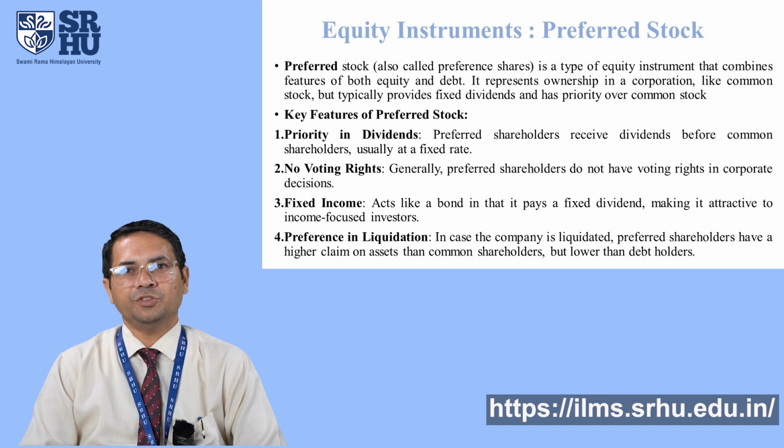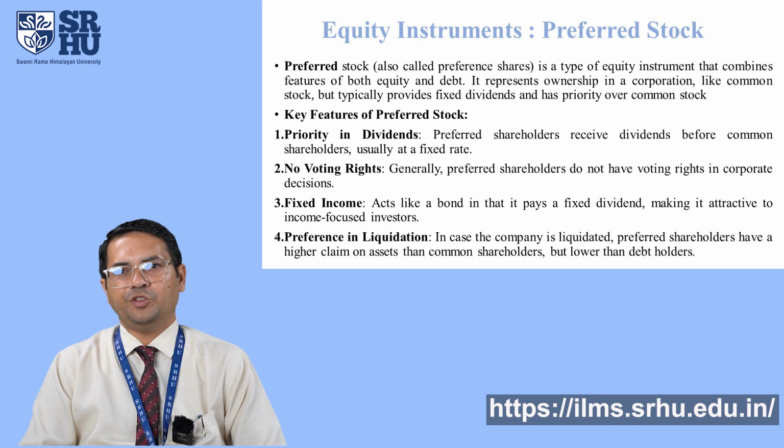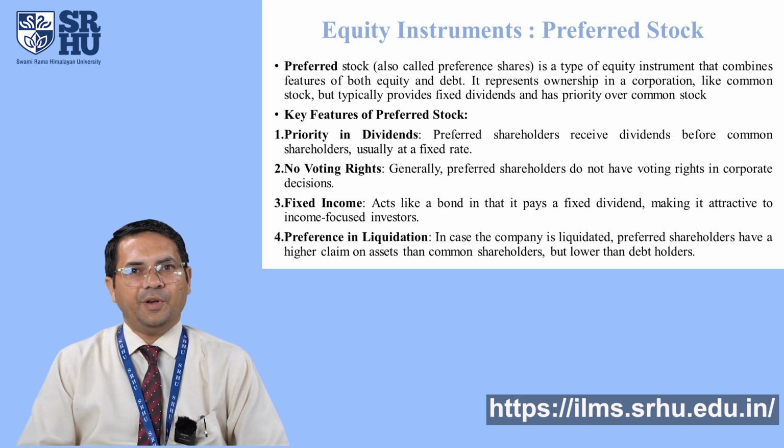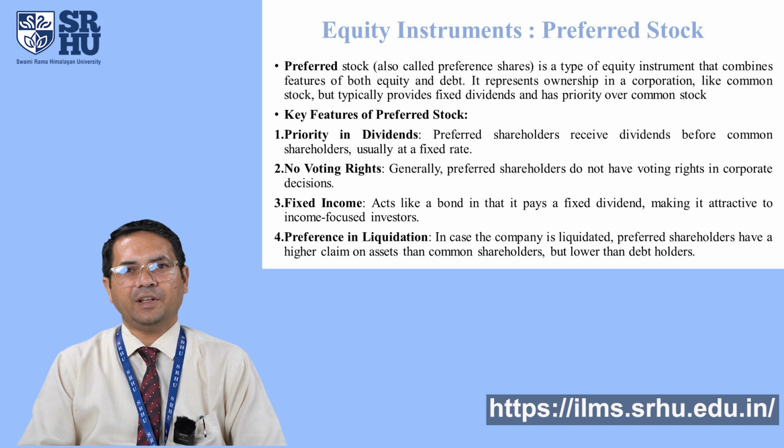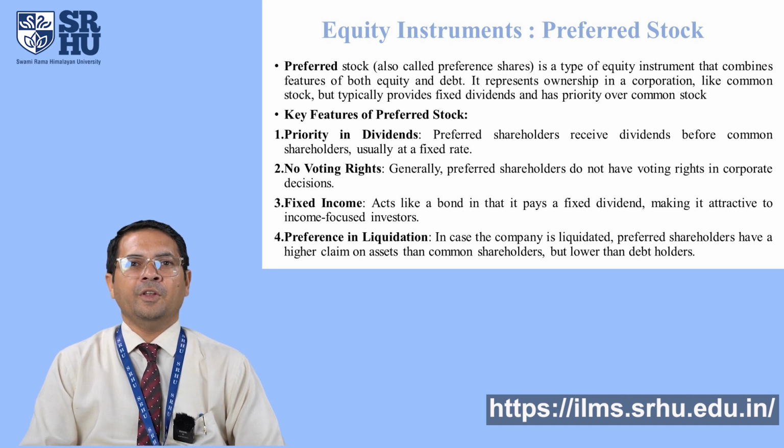Okay. So, in the event of the company's liquidation, that means when the company is going to be closed, preferred shareholders have a higher claim on the assets than common shareholders, but still rank below the creditors. That means we can say that the preference shareholders are going to get the payments prior to the equity shareholders in case of liquidation of the company. So, preferred stock is less risky than common stock, okay, and provides more predictable returns.